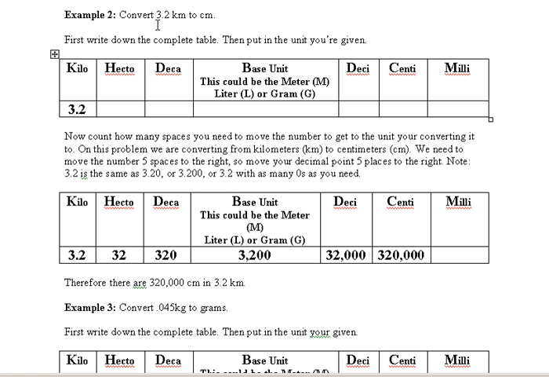This next problem says convert 3.2 kilometers to centimeters. Well, here's 3.2 kilometers, and I have to move it clear over to here. Well, now I'm moving to the right, and if I'm moving to the right, move your decimal point to the right. So here's your 3.2. Move it to the right one space. Here's 32. Right again makes 320, because this is really 32.0. Move to the right again, 3,200, then 32,000. And then here we are where we need to convert it to centimeters, and we get 320,000. Therefore, there are 320,000 centimeters in 3.2 kilometers.